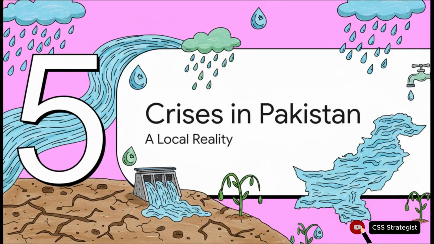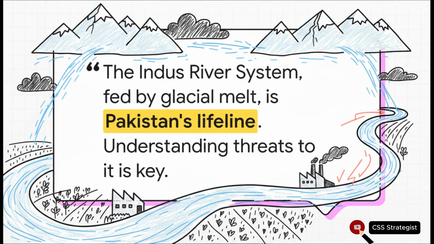So let's bring all of this home. How do these huge global pressures actually show up as specific, tangible crises in Pakistan? This right here is the application part of your answer that is going to score the highest marks. For Pakistan, the hydrosphere isn't some abstract idea. It is the Indus River system. Those glaciers we talked about are the source of the Indus. The rivers are the backbone of our agriculture, our economy, everything.